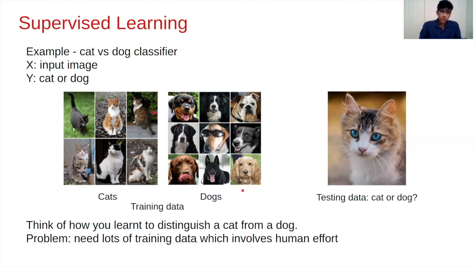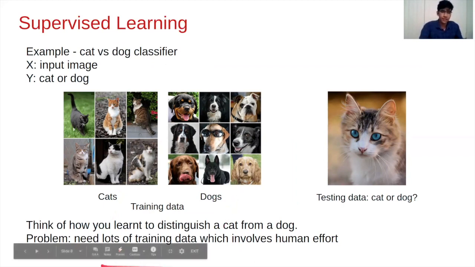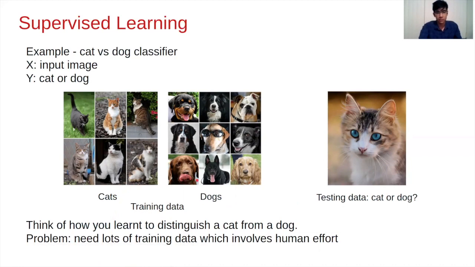So with supervised learning, it really makes sense that we learn from examples. When we are shown something, we learn from that example. Now, there's a problem with supervised learning. It needs a lot of training data. And what I mean to say is that we need some photographs of cats and some photographs of dogs.